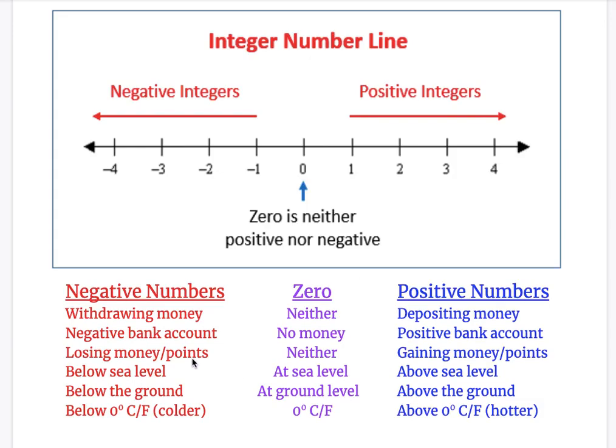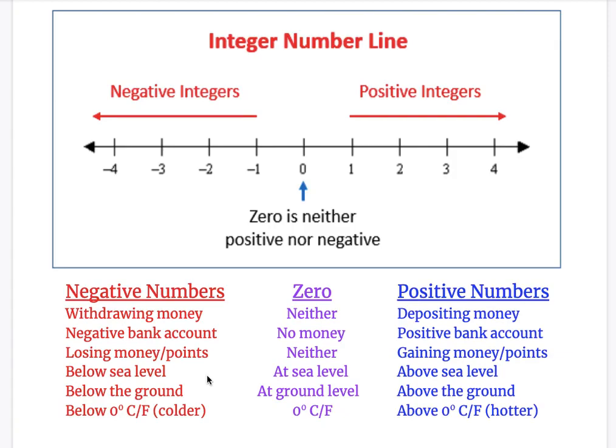When you're talking about money or even points in a game, the negatives would mean that you're losing money or losing points, and that's not good. 0 would mean that you're doing neither. And in that situation, positive would mean that you're gaining money or gaining points. So like we said, 0 is always that barrier, that fence between positives and negatives.